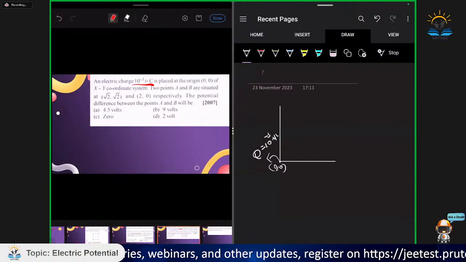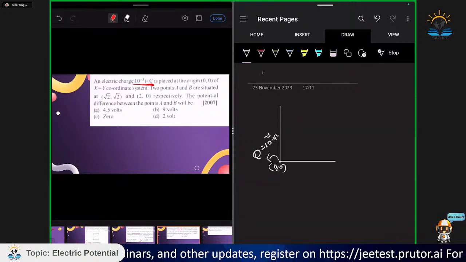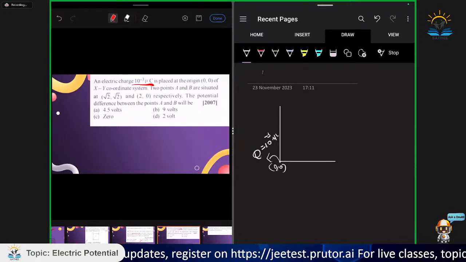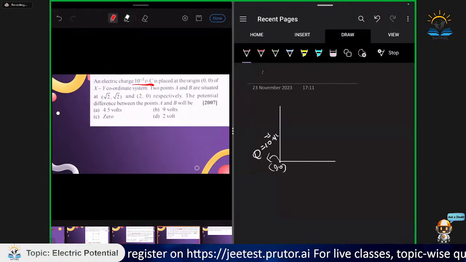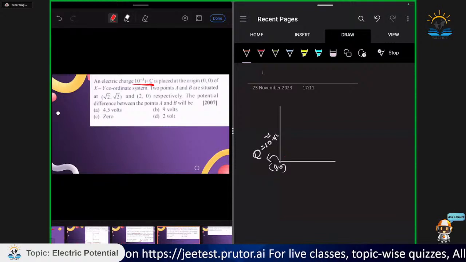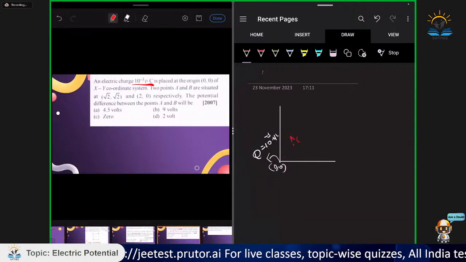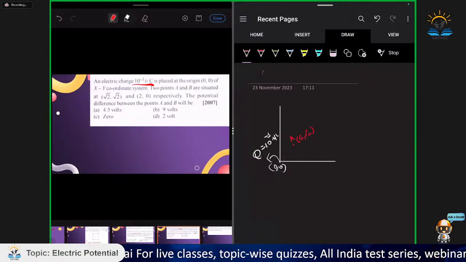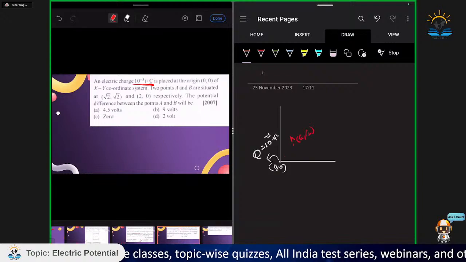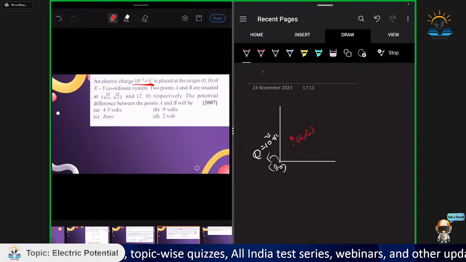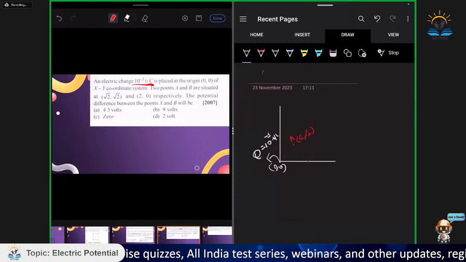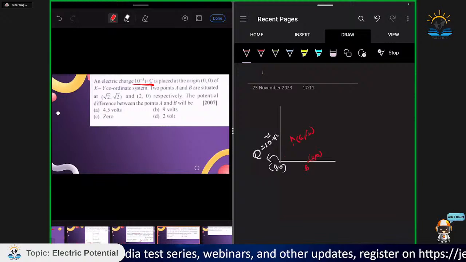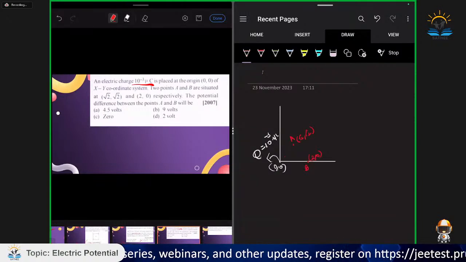Two points A and B are situated. A is located at root 2, root 2. Suppose here is A at root 2, root 2. And B is situated at 2, 0. So B's position is here, 2, 0. You have to find the potential difference between the points A and B.